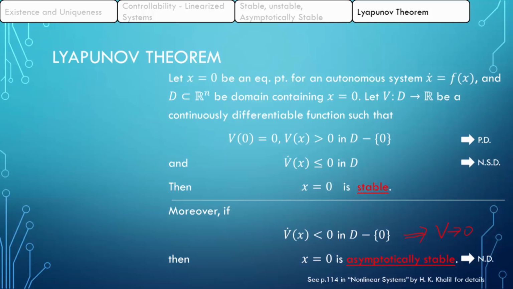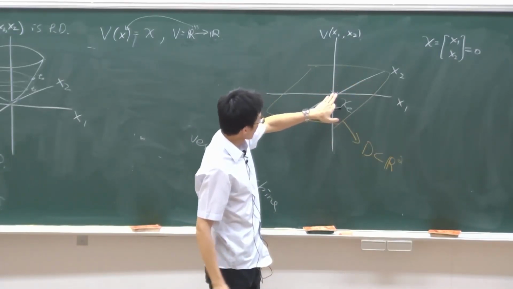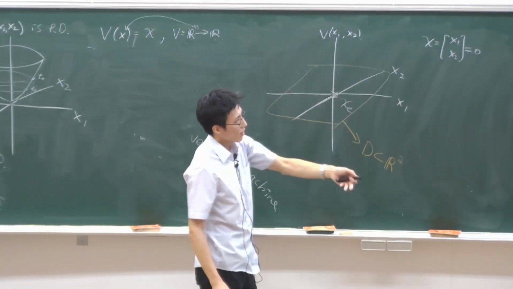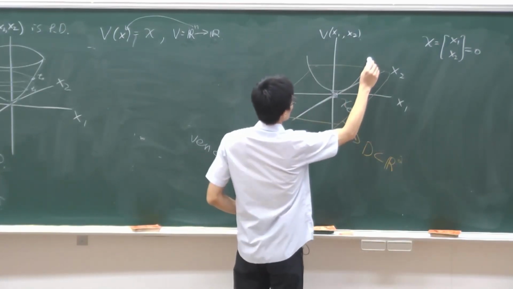So the initial condition for V is V(0) = 0, and V is greater than 0 otherwise. This is the requirement for a PD function. 对不对? 0 at 0 and greater than 0 when it's not 0. D subtract element 0: D is this domain, but does not include this. So anywhere in this domain excluding this, the value of V(x) has to be greater than 0. It's kind of like this.